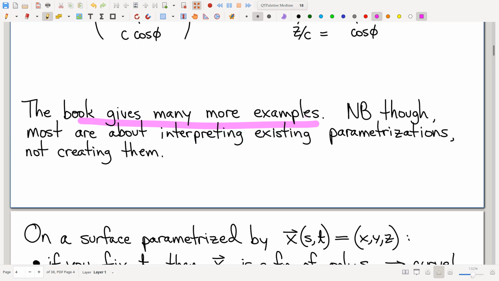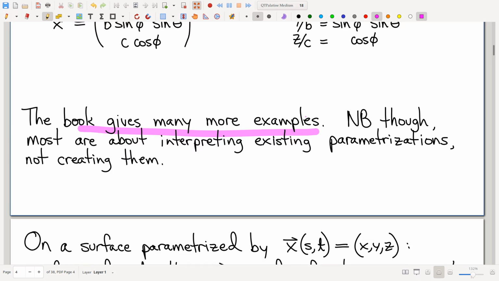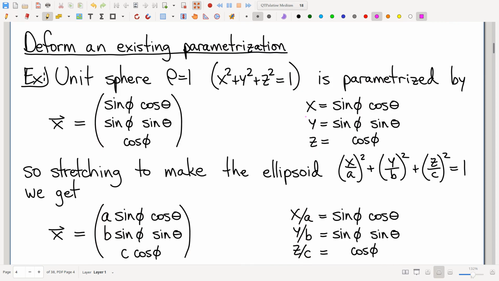My experience has been that most of the time, that's not the order that you need. Usually, you start with a surface given to you in some other form, either described geometrically, like I did here. Here I said surface, unit sphere. Or maybe it's described with an equation, something like that. So you usually get some description of the surface that isn't a parameterization.